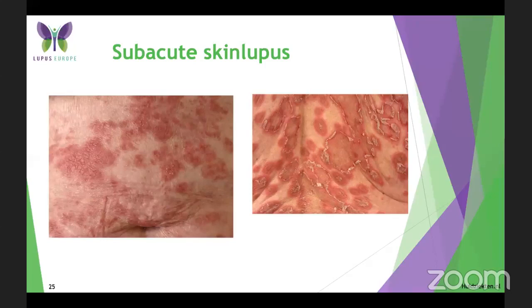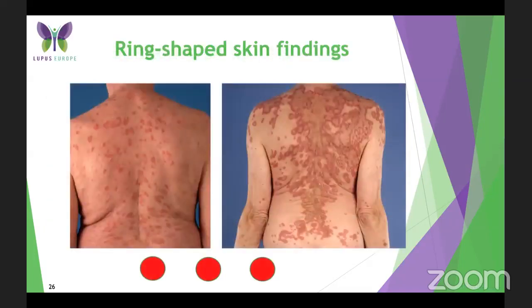These are some other examples in which you can see that the skin findings can be pretty heavy, in which people can develop redness, but also round shaped skin findings. Next slide, please. This is the ring-shaped variant of subacute skin lupus. And I do not want to show you this picture in order to scare you off, but some people might develop just a few skin findings, and others might also have skin findings all over their body. Next slide, please.